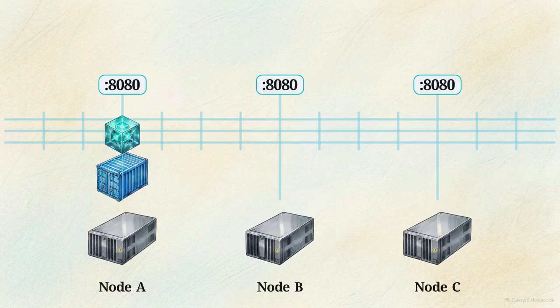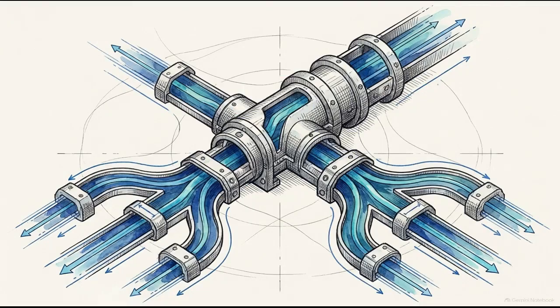through the internal mesh directly to node A. This mechanism acts as a native load balancer. It ensures external requests will successfully reach a healthy container, regardless of which specific physical node initially receives the packet.